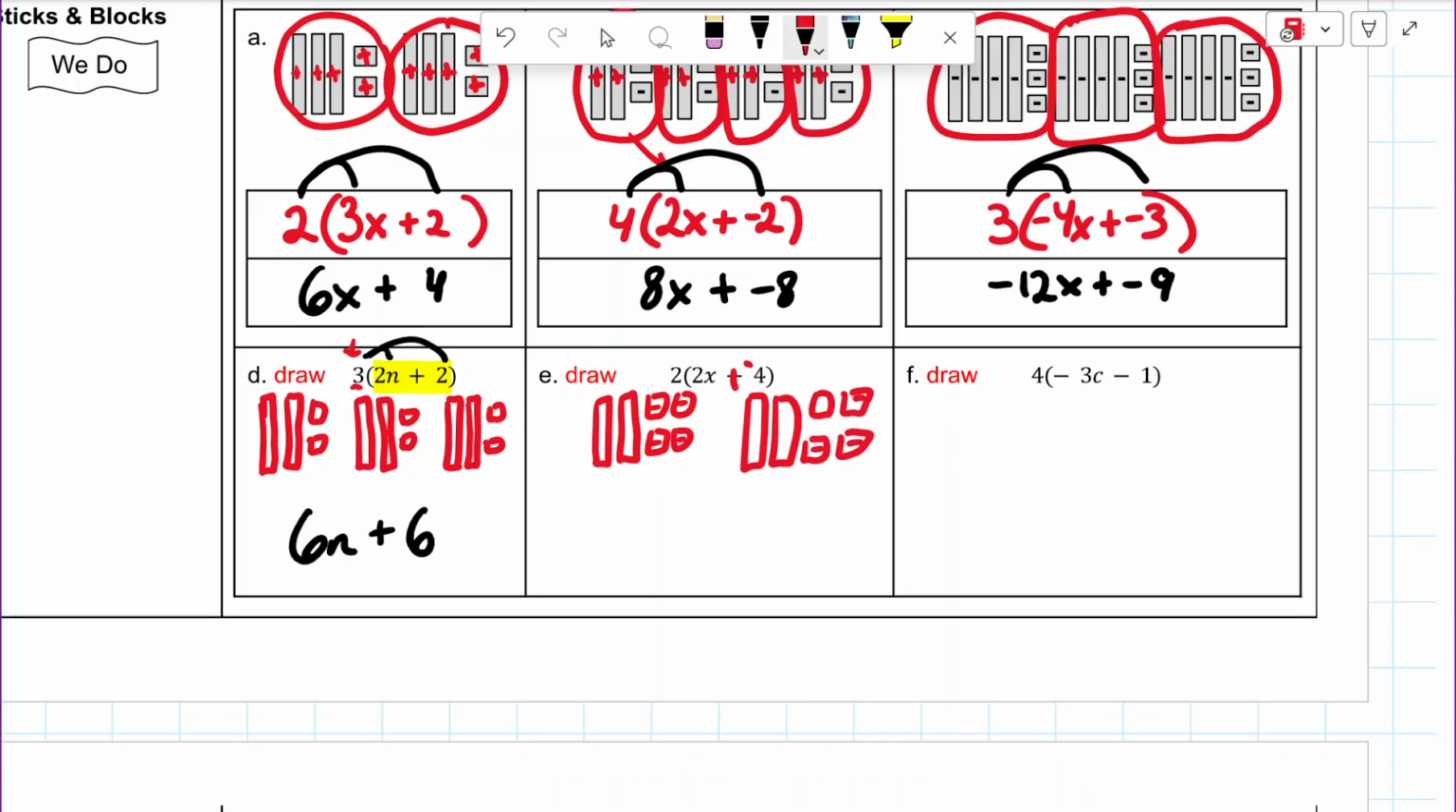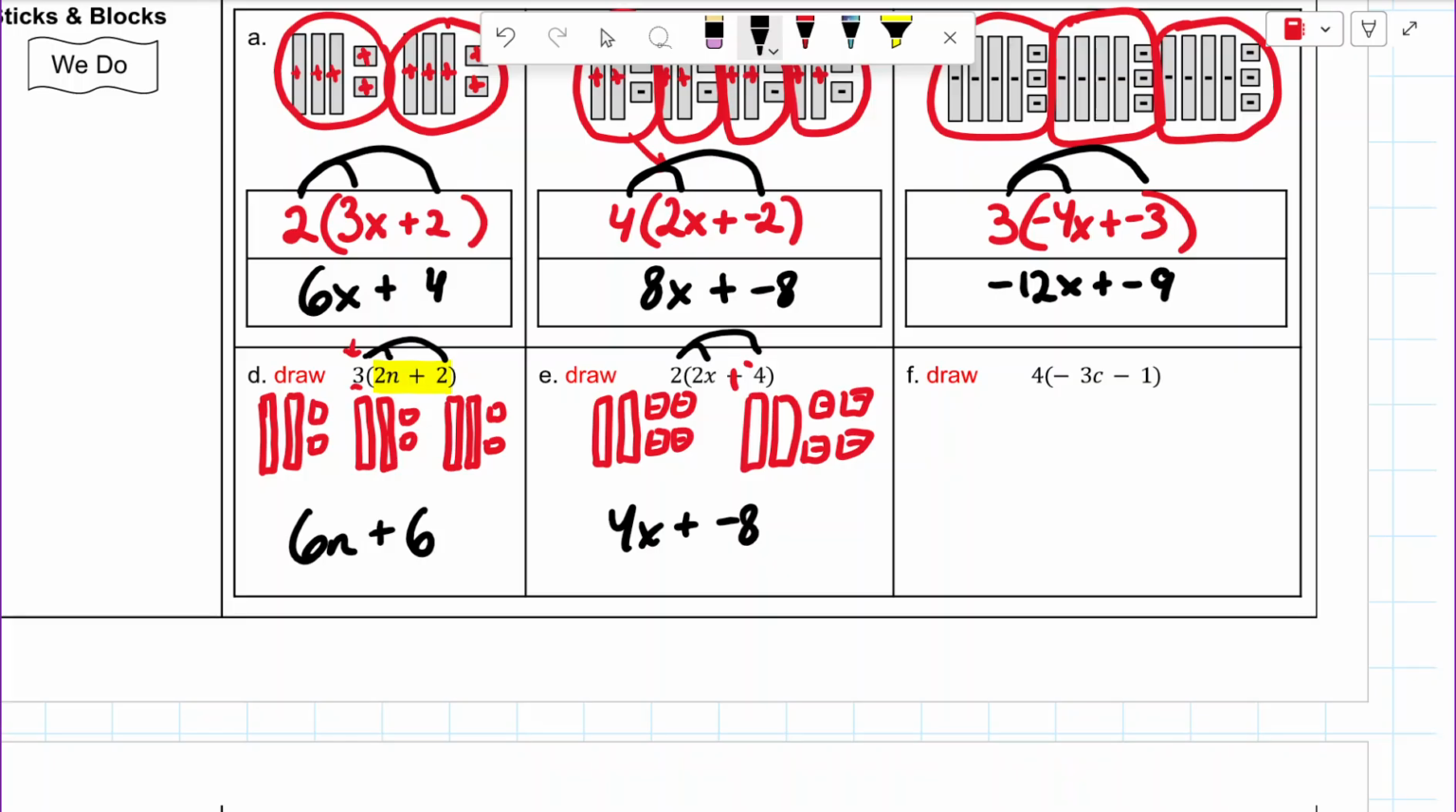All right, let's find out if we drew it correctly. 2 times 2x is 4x. That looks right. And 2 times negative 4 is negative 8. And that looks right. There are 8 negative units.